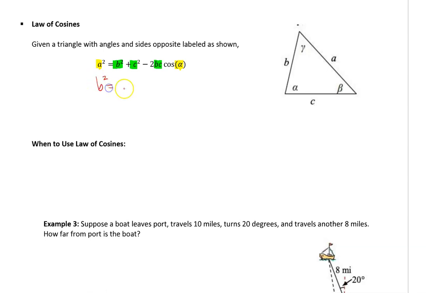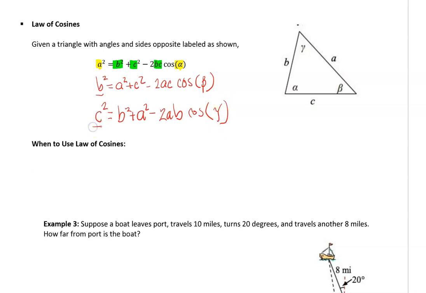B squared would be equal to a squared plus c squared, so the other two sides, minus 2 times, multiply those sides together, times cosine of the angle of the side we were looking for. C squared would be b squared plus a squared minus 2ab. Again, it's just the two sides that we aren't looking for, cosine of the angle that corresponds to the side that we're trying to solve for. So that can be manipulated around to whatever side that you are missing.